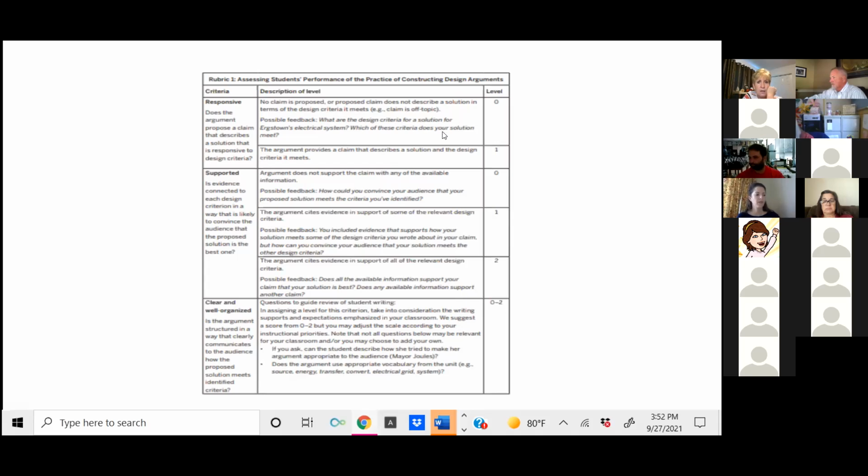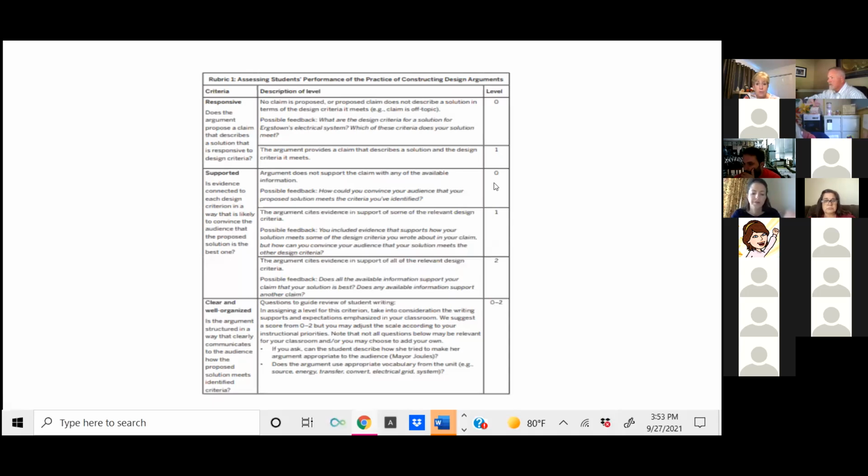You also see right here, it says possible feedback. The reason for that is they're not assuming that students are done learning about how to write a design argument in the 4th grade. So they suggest that if you have the time and you want to, if a student has not written a good claim, this is possible feedback that you could give them and let them adjust their claim. So you're giving them either a 0 or 1 on whether or not it describes a solution and they tell the design criteria that it meets.